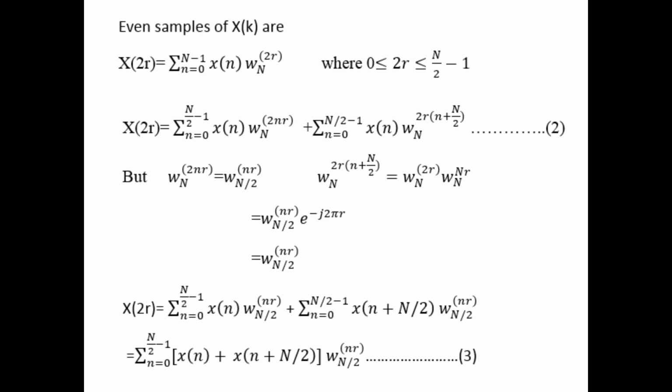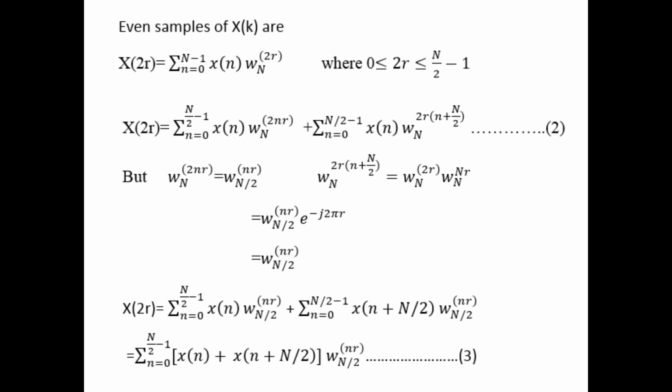Even samples of x of k are x of 2r, which is equal to summation n is equal to 0 to n minus 1 x of n into omega n of 2rn, where r varies between 0 to n by 2 minus 1. Then x of 2r is equal to summation n is equal to 0 to n by 2 minus 1 x of n into omega n of 2nr plus summation n is equal to 0 to n by 2 minus 1 x of n into omega n of 2r into n plus n by 2.